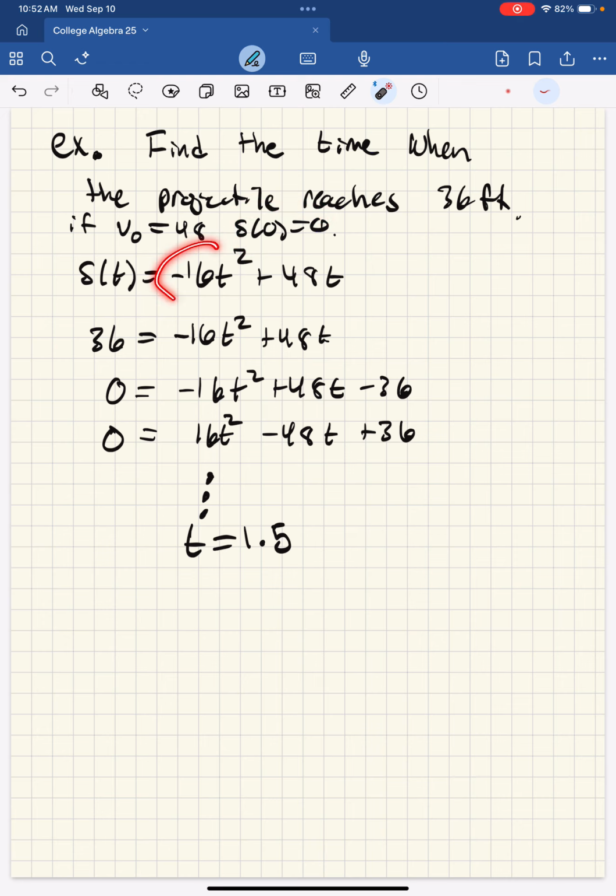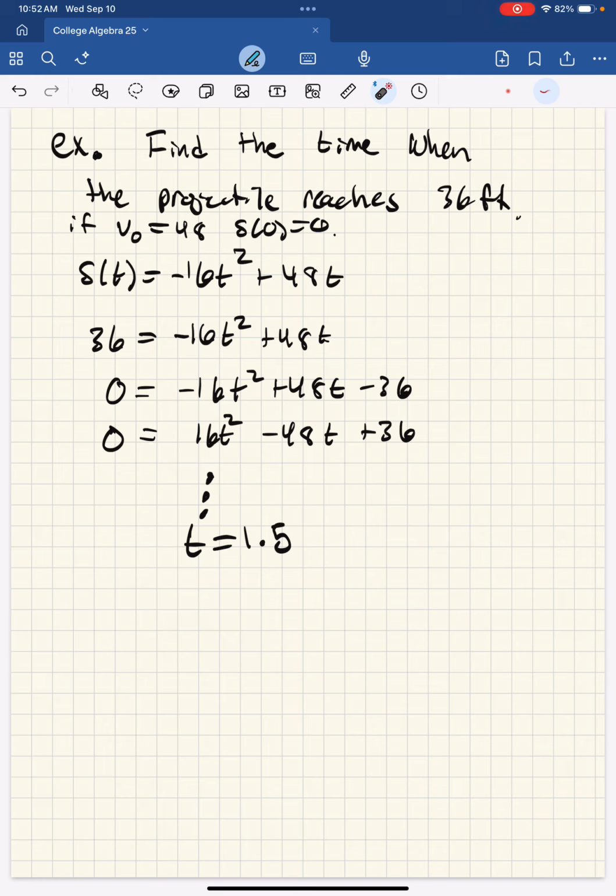So s of t would be negative 16t squared plus 48t. Technically we have an initial height of 0 there. Then we are asked to solve for t. So t is the variable we are going to solve for, and we know the value for height is 36, so we're going to substitute 36 for s. Now we have a quadratic equation: 0 equals negative 16t squared plus 48t minus 36. Then use any of the techniques that we learned earlier to solve for t.